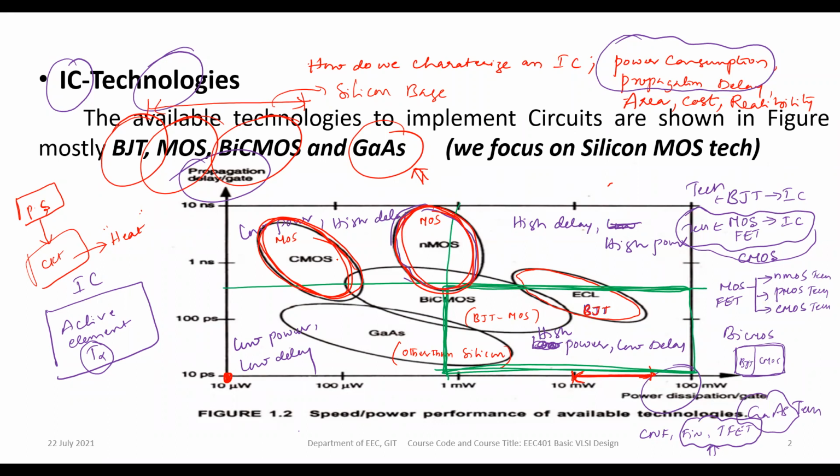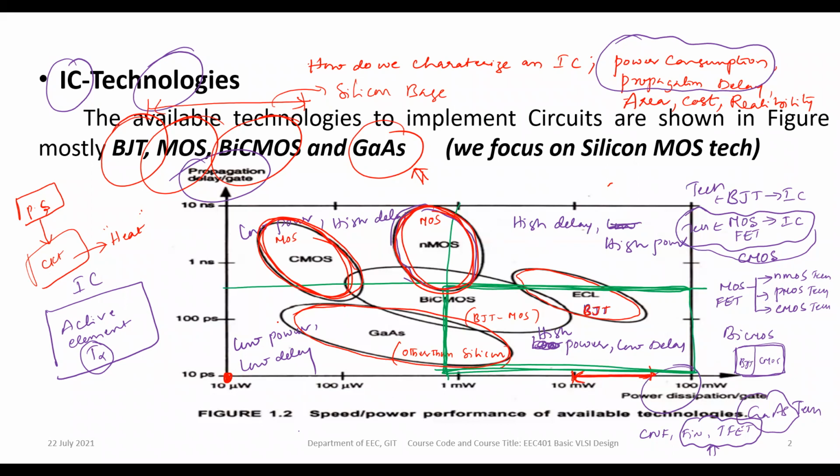So therefore, people said, why can't we use something else? Why are we using silicon, even though it is abundantly available and cheap compared to other materials? Let us try another material other than silicon. So they came up with the gallium arsenide technology. It's a completely different material.